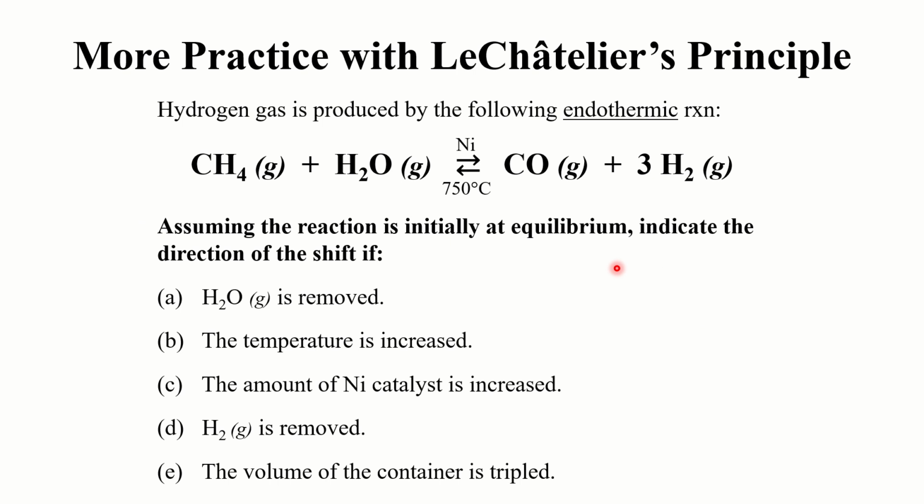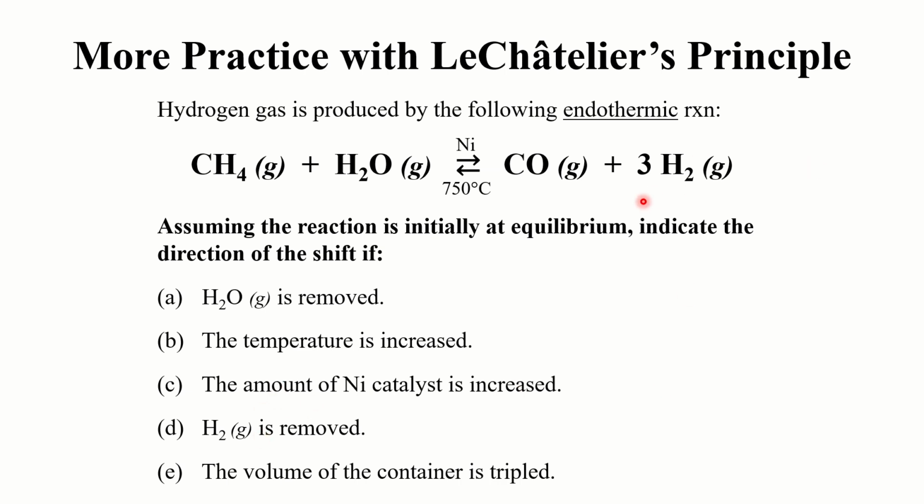Oh, sorry about that. I thought the answers were given on my next slide there. If H2O is removed, the answer for letter A, the reaction would shift left. If the temperature is increased for an endothermic reaction, letter B, the reaction would shift right. Letter C, the amount of nickel catalyst is increased. So when you see something written over the arrows, this generally indicates that it's a catalyst. Remember, catalysts have no effect, so letter C, no effect.